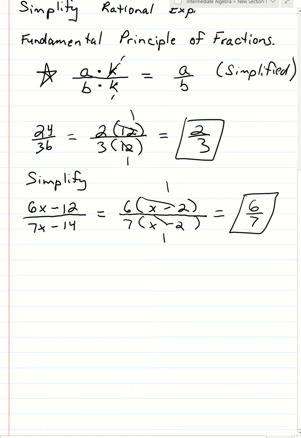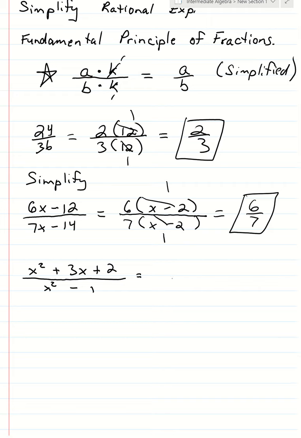Let's try another one. Let's say we have x squared plus 3x plus 2 over x squared minus 1. Well, the first thing that we're going to have to look to do is to factor the numerator and the denominator independently. Okay? So in my numerator, I have a trinomial.